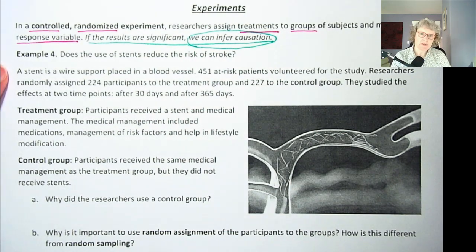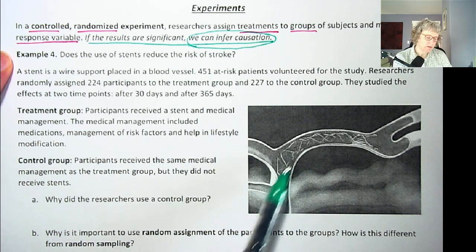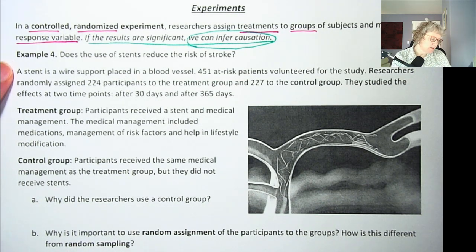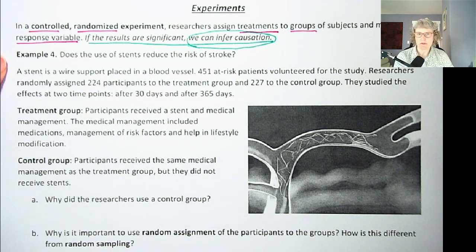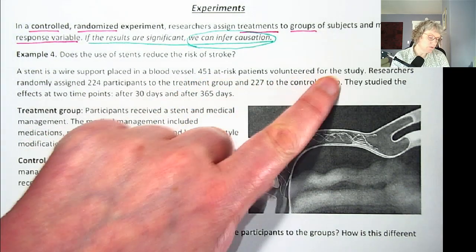Okay, so to look at a specific example, this study was done on the use of stents. So this is a picture of a stent, which is like this little wire kind of a basket or support that goes in a blood vessel. Okay, and the question is, does this reduce the risk of stroke? So I believe this has been used for heart patients, and they wanted to know, well, would it help prevent a stroke? So they have 451 at-risk patients who volunteered for the study.